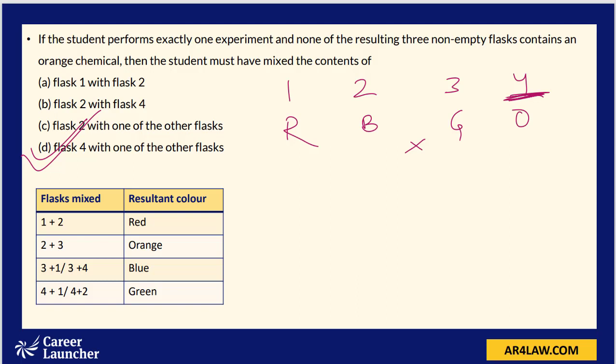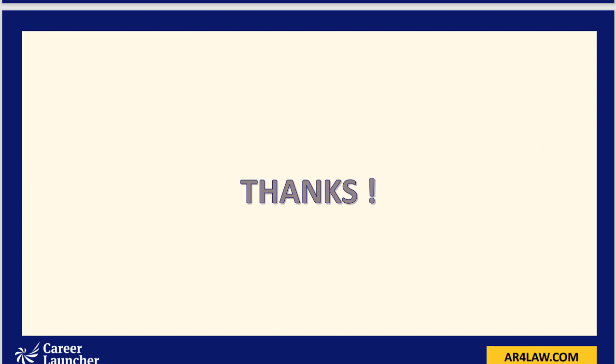Okay, so I hope this was an easy question, because you don't have to do any combination, since you do not want orange. You will just straight away take flask number 4 and mix it with 3 or 2 or 1 in any order. All you want is that you do not want orange to be there. That's it. So thank you. I hope the solution to this particular problem is clear.